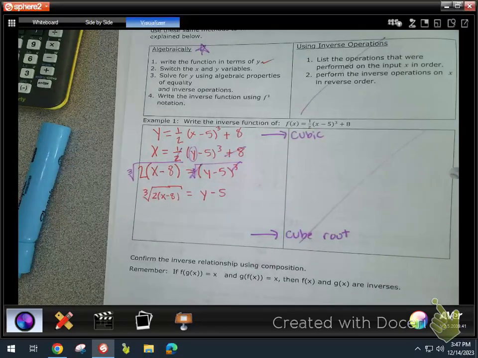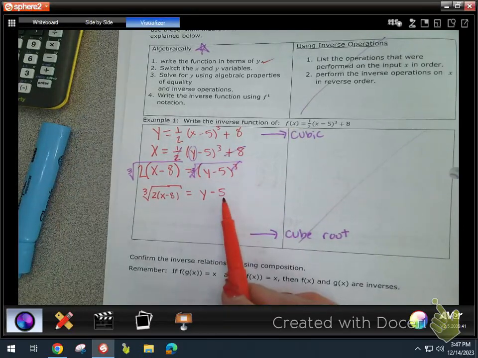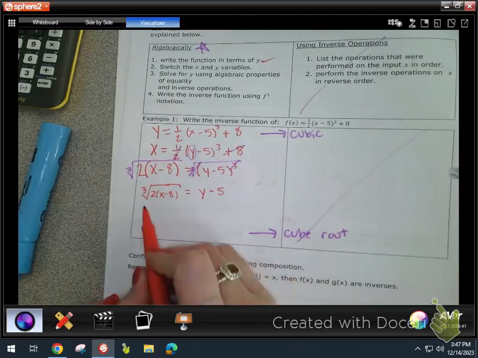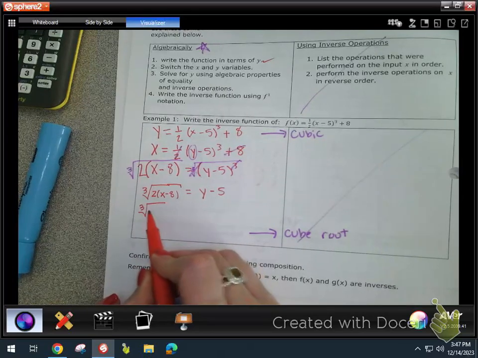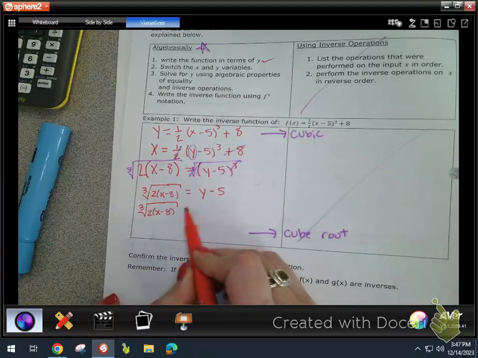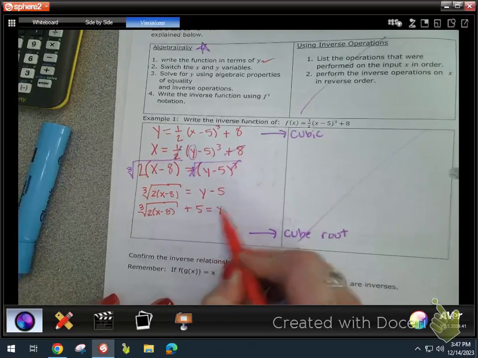Isn't y like negative? It will. I don't do the inverse until I get it all the way by itself. Okay? So how do I move away the minus 5 from the y now? You add 5. I add 5. So I would have cube root. But when I add it, is it going to go inside that cube root on the other side? No, it's going to go outside. Make sure it's clear to me that that is outside.